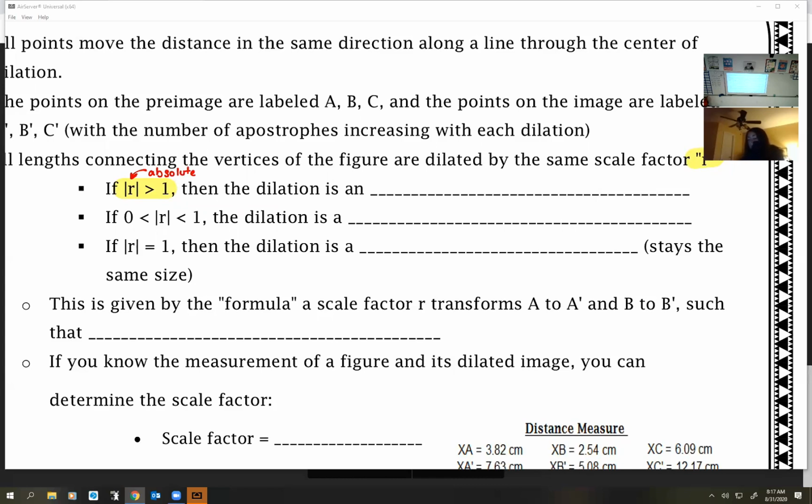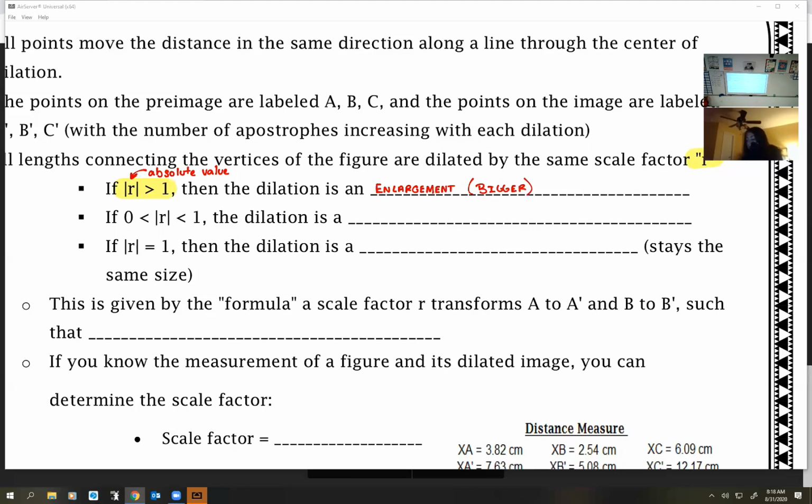So if the absolute value of R is greater than 1, it's going to be an enlargement. So it's going to be an enlargement. And what do we say happens when we enlarge something? It gets bigger. Our image will be bigger than our preimage.